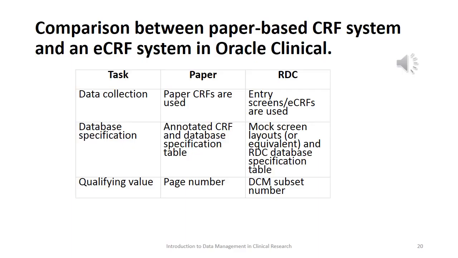For the database specification, on the paper trial, we're going to have an annotated CRF and a database specification table. For the EDC system, we're going to have mock screen layouts or equivalent, and that's how we're going to create our database. We also want to have a qualifying value. So on a paper study, that could be a page number. Then in the EDC study, it might be a data collection module subset number. So they both refer to the same thing.